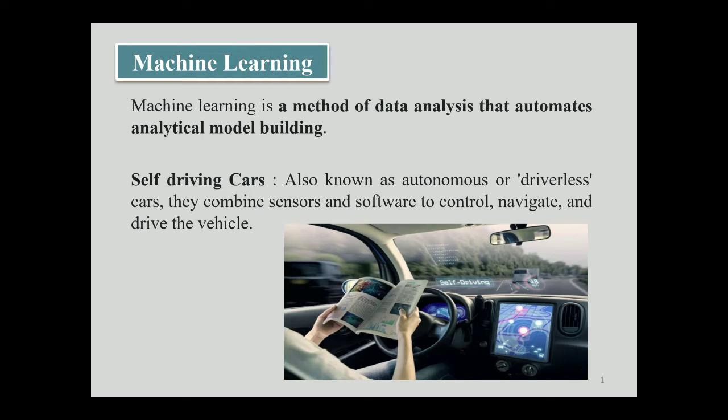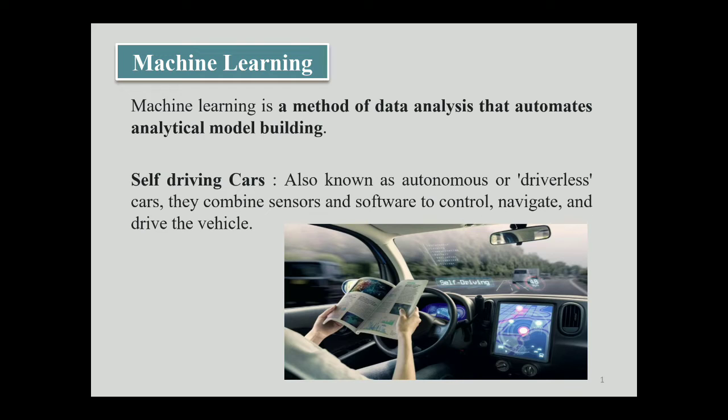So, what is machine learning? Machine learning is a method of data analysis that automates analytical model building. It is a branch of artificial intelligence based on the idea that systems can learn from data, identify patterns, and make decisions with minimal human intervention.